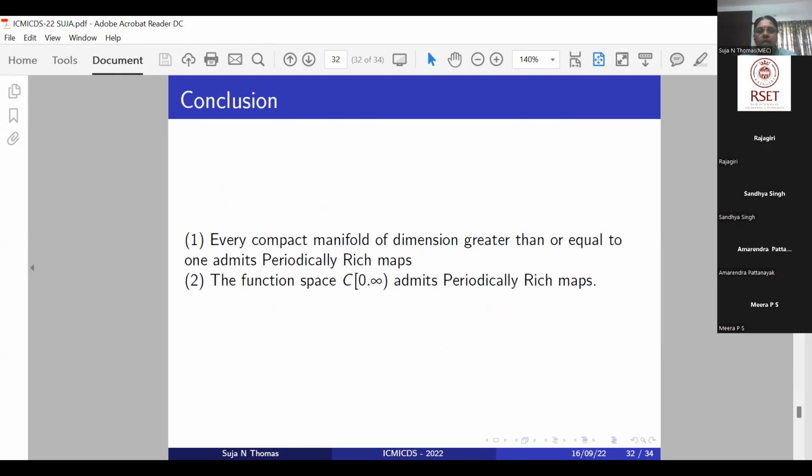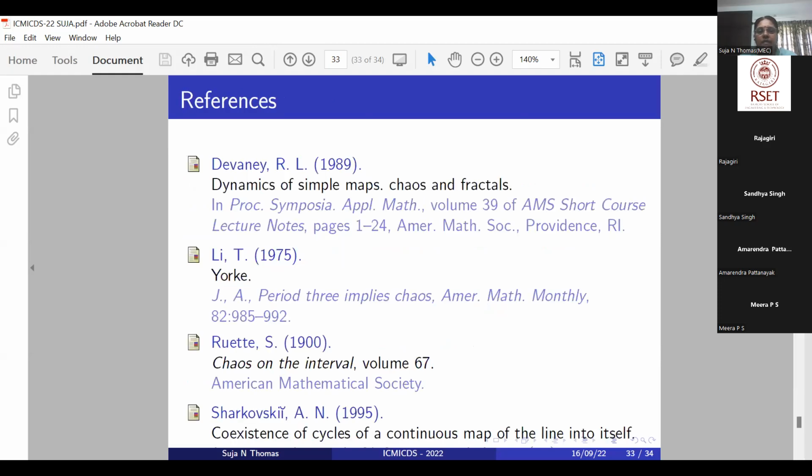So the conclusion is every compact manifold of dimension greater than or equal to 1 admits periodically rich maps, and the function space C[0, infinity) also admits periodically rich maps. These are some of the references.